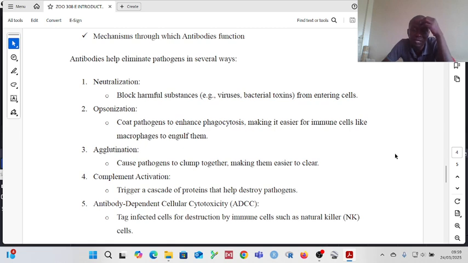Apoptosis is the programmed cell death. Okay, so a cell has its death programmed when the granzymes are created through the complement activation.